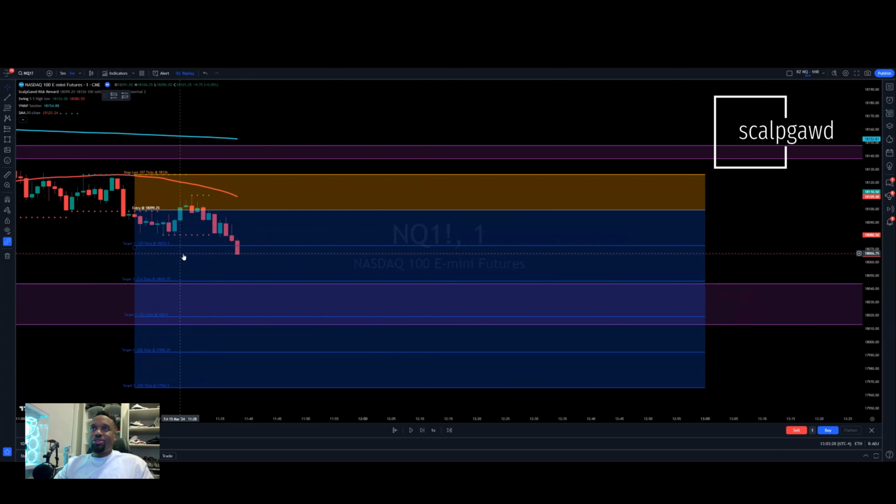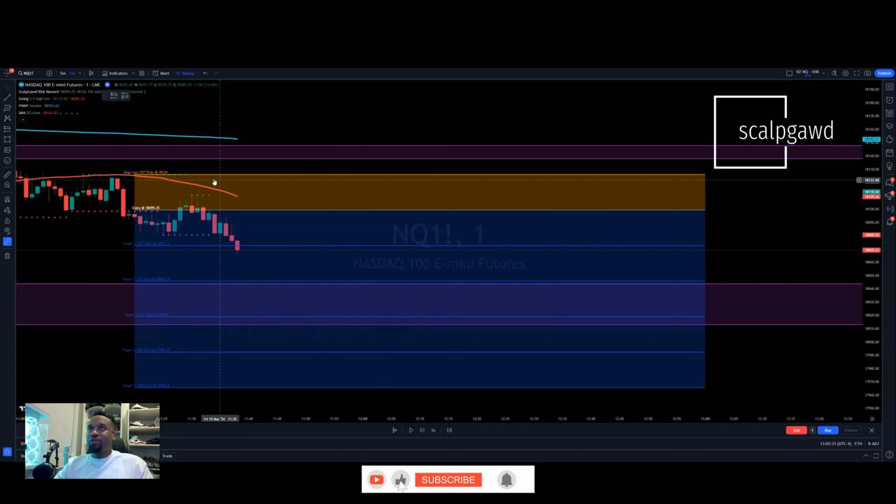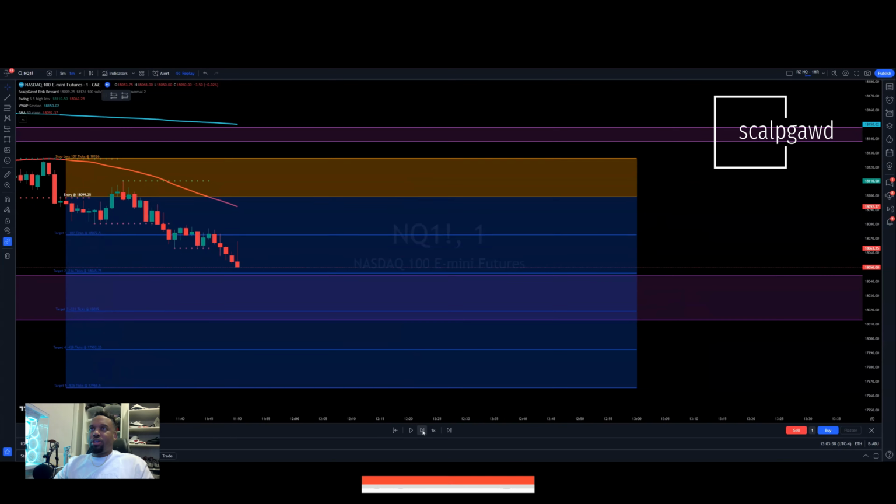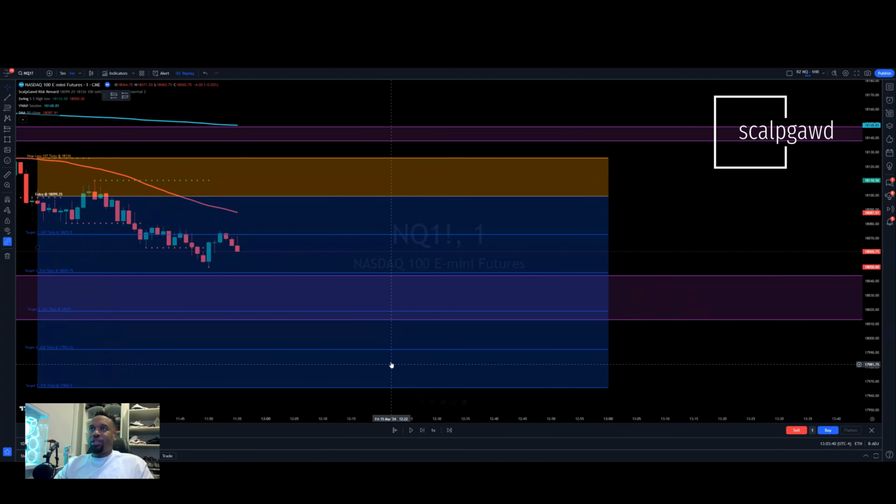And it was a great entry. So far we hit TP1, 107 ticks, of course. We're not moving the stop loss yet. And come down a little bit further in the day.